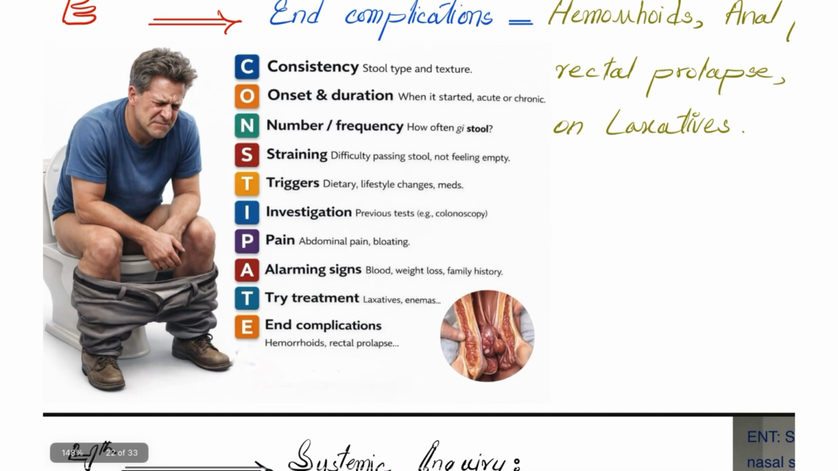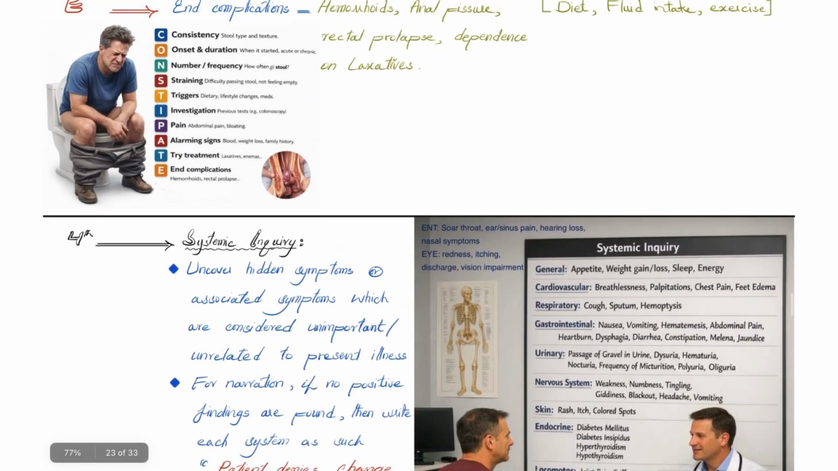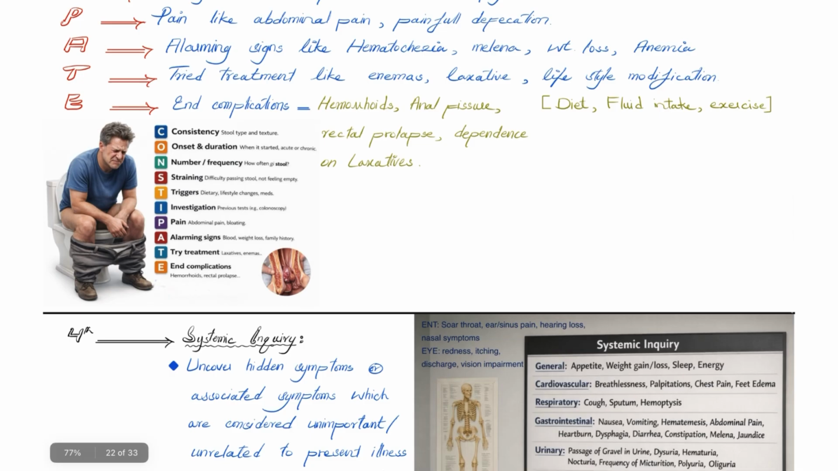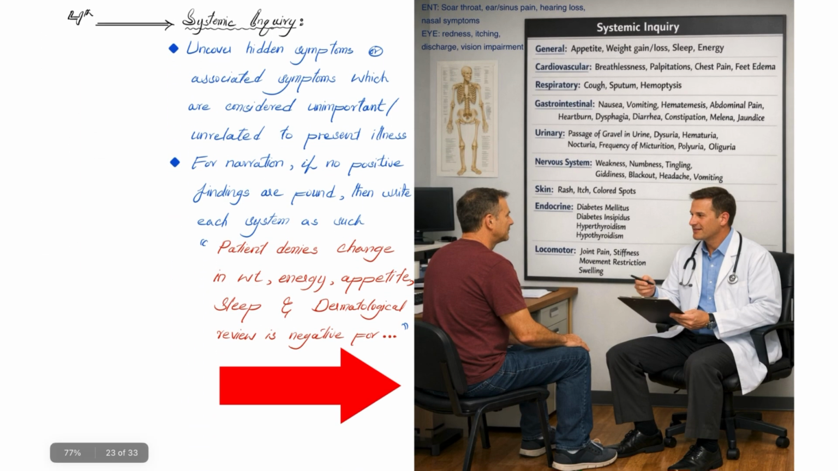Some examples of chief complaints or presenting complaints description. Now let's jump into systemic inquiry. Systemic inquiry is done to uncover hidden symptoms or associated symptoms which are considered unimportant or unrelated to the presenting illness. For narration, if no positive findings are found, then write each system as such. For example, patient denies change in weight, energy, appetite, sleep.